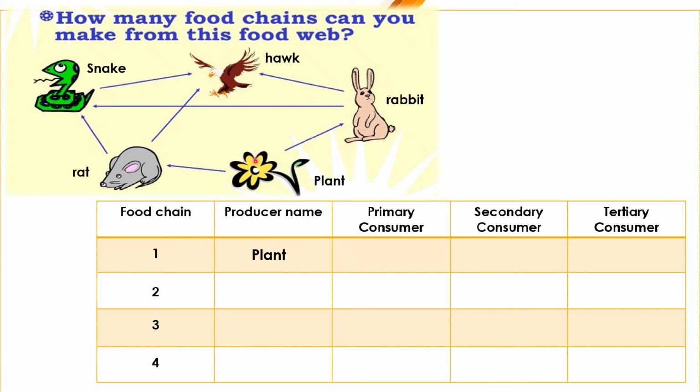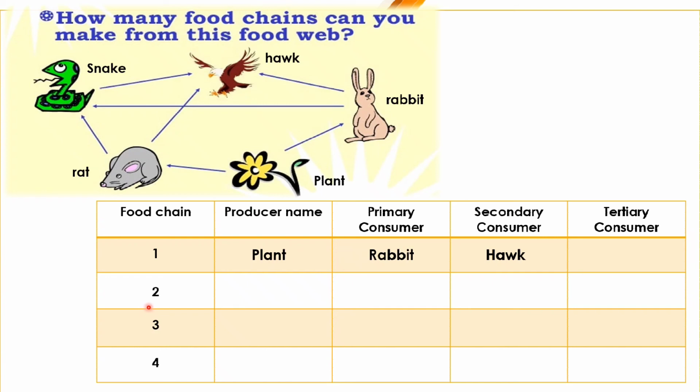Okay, plant. Our producer is the plant. Next to that, the rabbit will eat the plant. So that is our primary consumer. From this producer, the rabbit will eat the plant. Next to the rabbit we have the secondary consumer, which is the hawk. Okay, this is our secondary consumer. So this is the last, right?